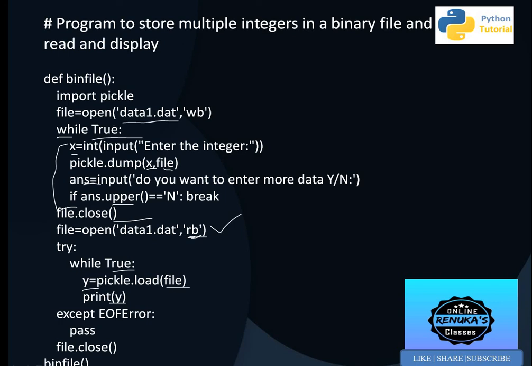Now what is this try and except? This is exception handling. If the code written in try raises some error, in that case it will move to except and it will show the end of file due to some error. It will display the reason and pass. The file will be closed and the program is over. And this whole thing is stored in a binfile function. So when we call this binfile, all these statements will be executed.